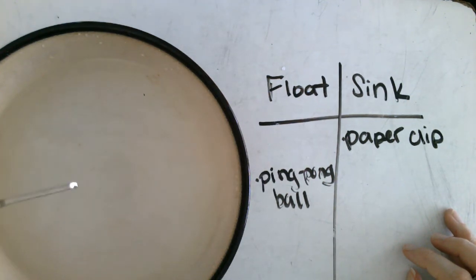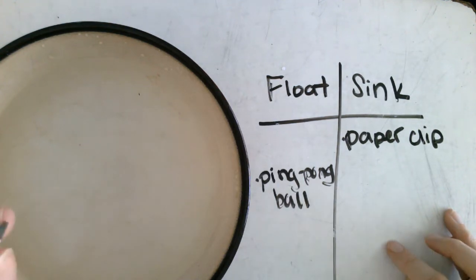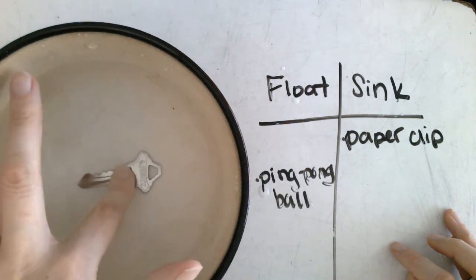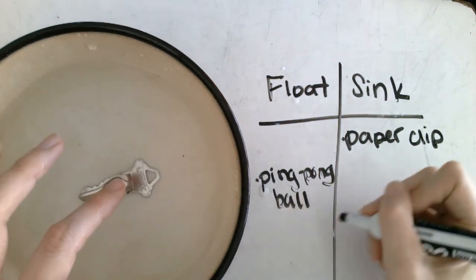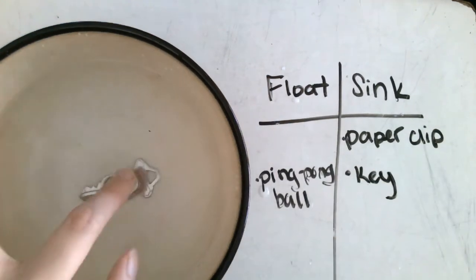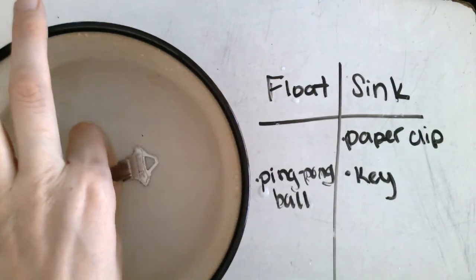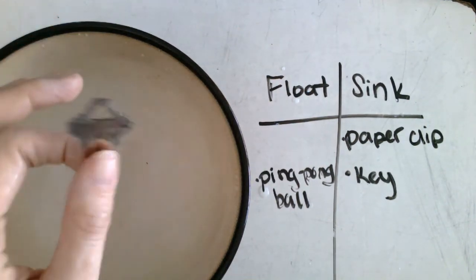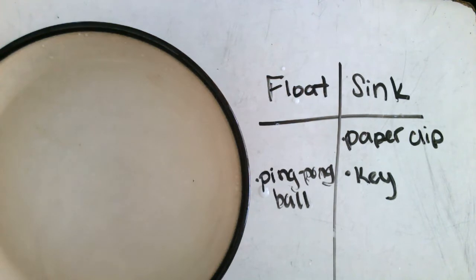Let's count down from 3 until we drop it in. Ready? 3, 2, 1. Ooh, that one sunk to the bottom quick. So on this side, we have a key sunk to the bottom. The metal key sunk right to the bottom. It definitely has too much weight in it for it to float to the top. Let's go to our next one.